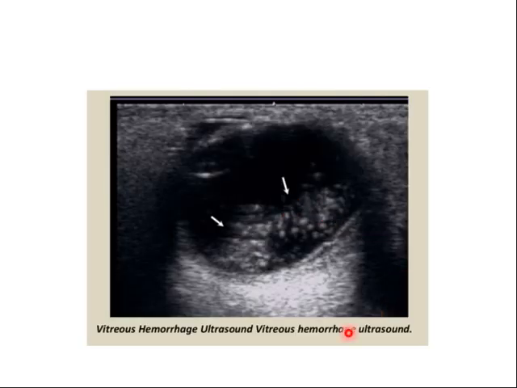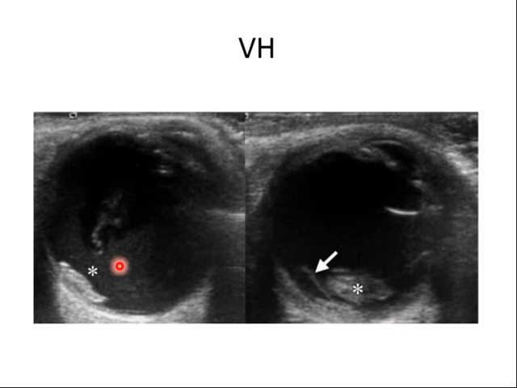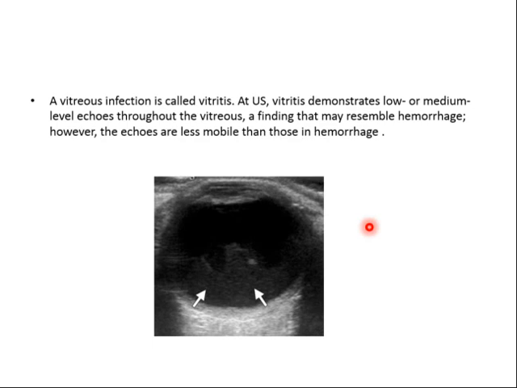And in this case, the vitreous hemorrhage is extensive. And this is also vitreous hemorrhage associated with a blood clot. This is a blood clot inside. Also we see here the lens is partly subluxated. Also these are echoes seen inside the vitreous.